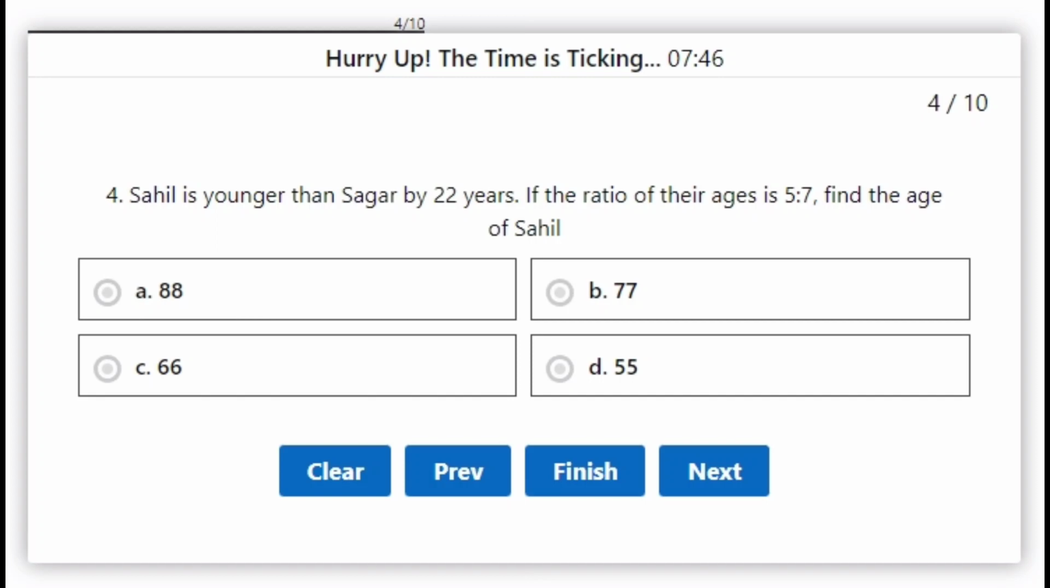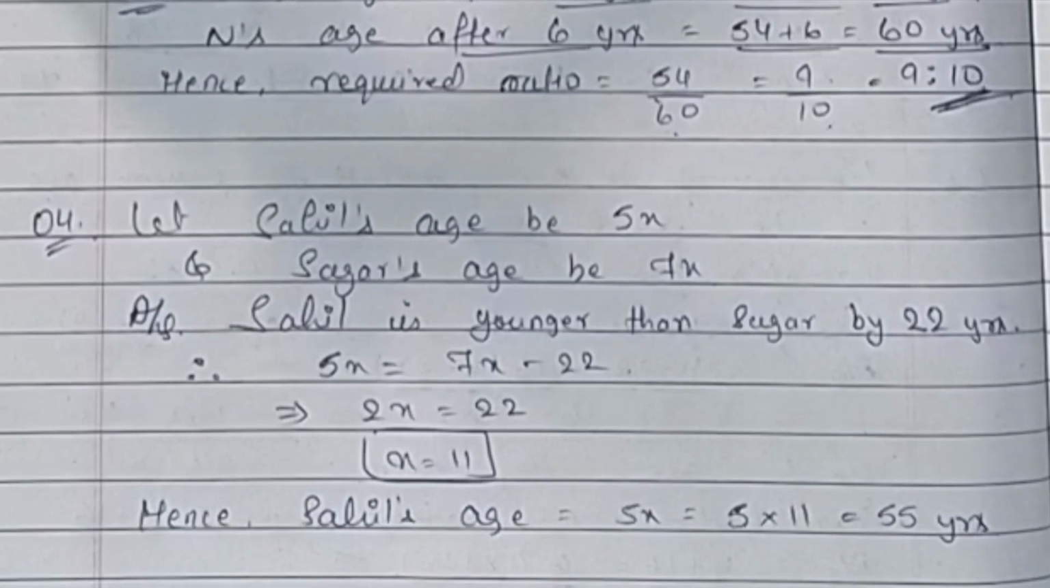Now our fourth question is, Sahil is younger than Sagar by 22 years. If the ratio of their ages is 5:7, then find the age of Sahil. So this is a very simple question. We have a condition which is Sahil is younger than Sagar by 22 years, and the ratio of their ages is already given, which is 5:7, and we have to find the age of Sahil.